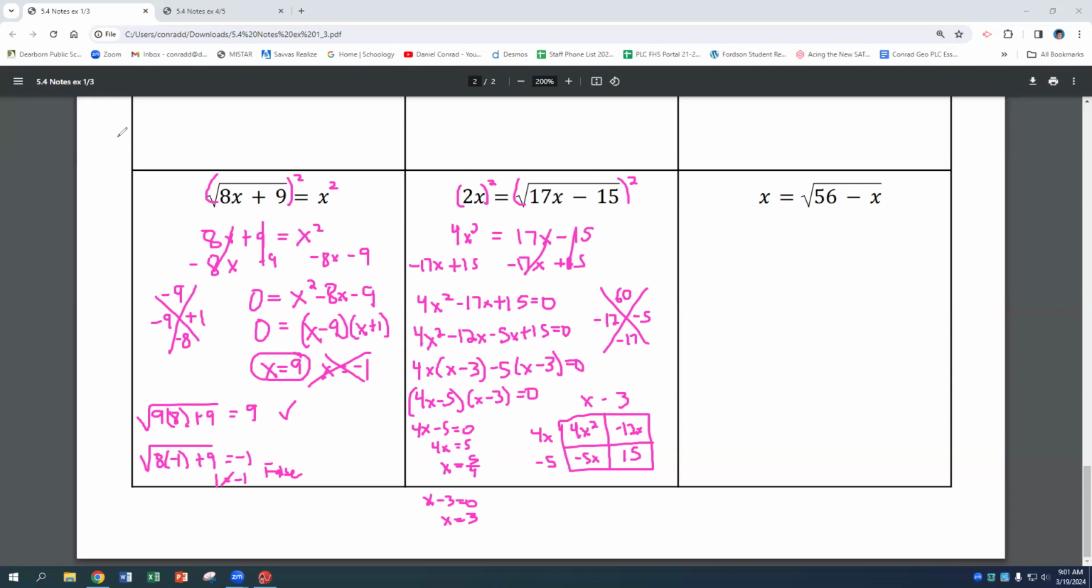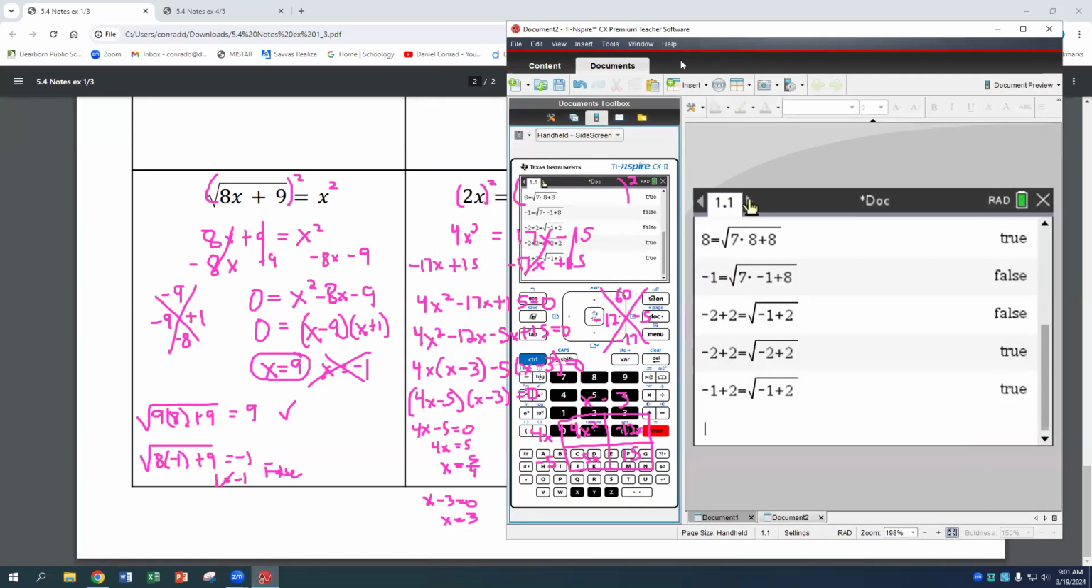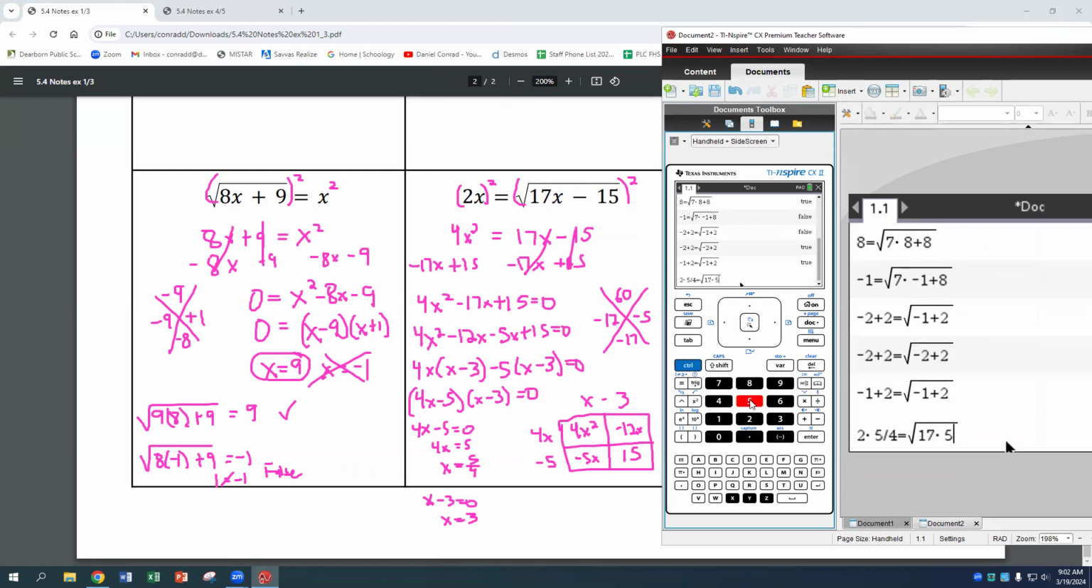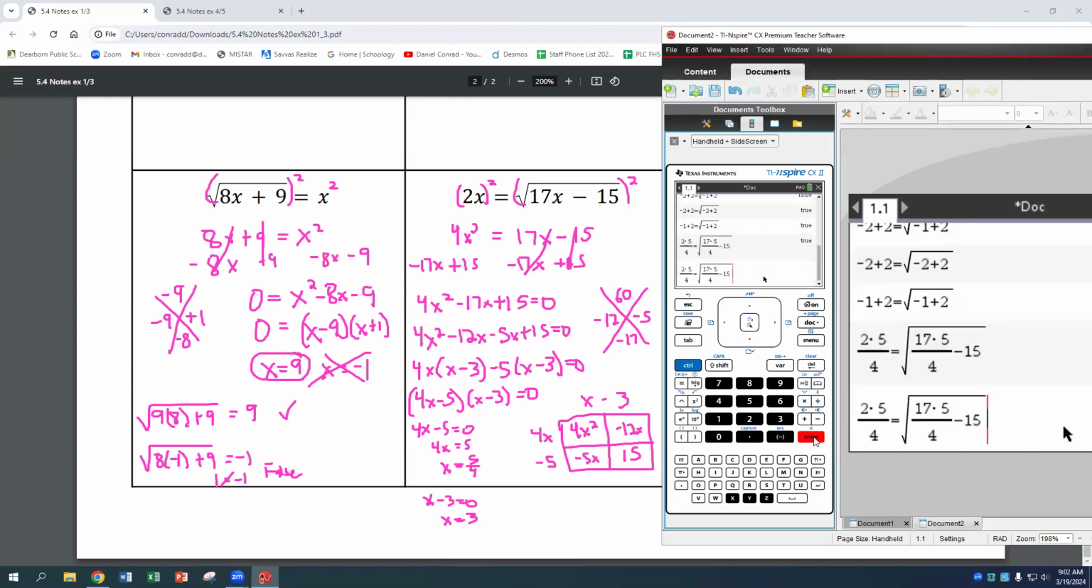Okay, I'm just going to use my calculator on this one. So let's see, my original is 2x. Let's put it over here. 2, so 2 times, let's do 5/4 first. 2 times 5 divided by 4 equals square root 17 times 5 divided by 4 minus 15. Enter. That gave me true. I'm going to highlight it.